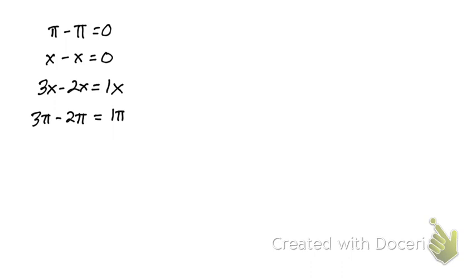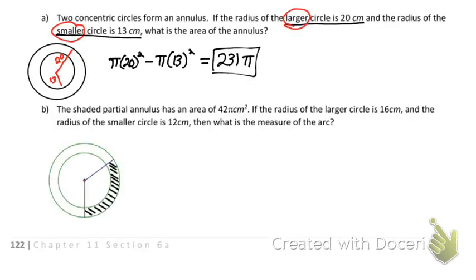Oh, so if it wasn't multiplied, yes. What I'm basically saying is I have 3 objects, and I'm subtracting 2 of the same object away. So I have 3 pies in my hand, and I take 2 of them away, I still have 1 pi left. Big pi, small pi. Yes.